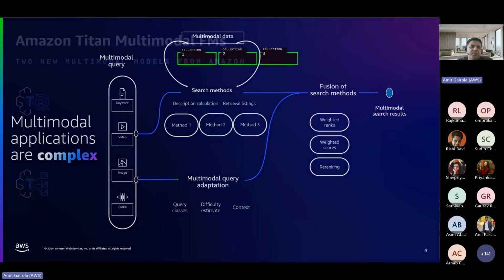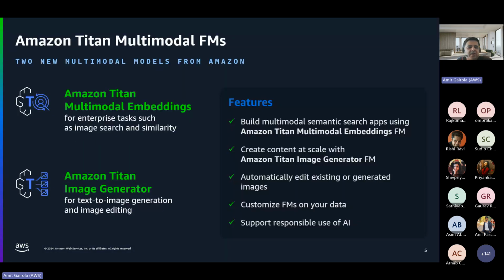Okay, so what Amazon or AWS has done is we have introduced two foundation models. One is the Titan multimodal embeddings. Okay, so this is for enterprise tasks such as search and similarity. The second is the image generator model, which can do text to image generation and image editing as well.